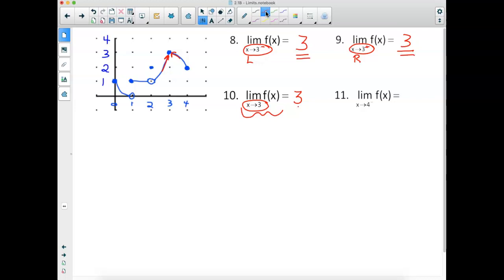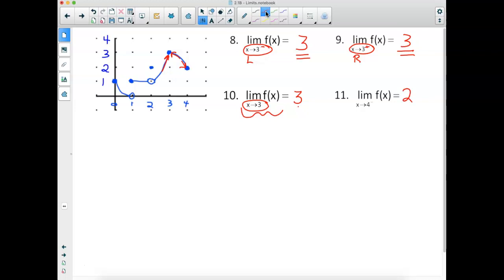Okay? Now notice, they're only asking me what's the limit as x approaches 4 from the left of f of x? Well, that's because the domain is only between 0 to 4, okay? So as I approach 4, what's my limit value? My limit value, remember, our y values, it's 2, okay?